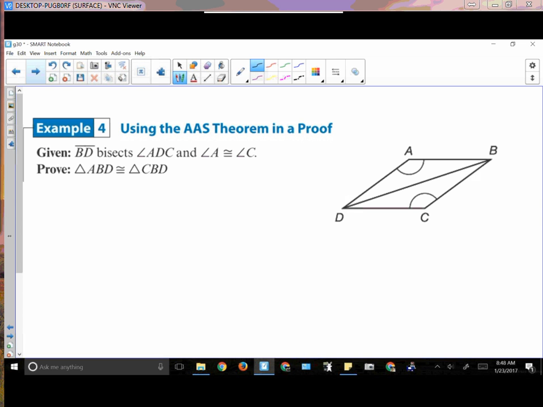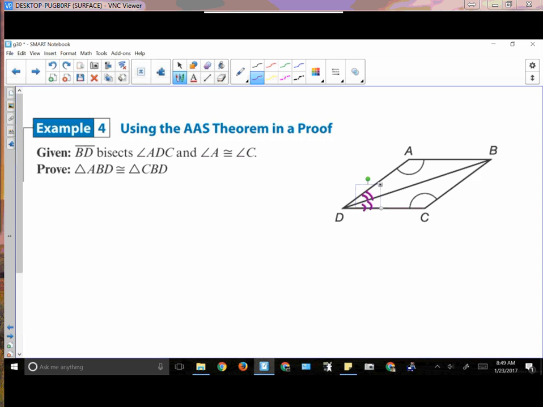Now we are told that BD bisects angle ADC. So if it bisects angle ADC, what is that telling me? Cuts it in half, right? So if I go from angle A to D to C, if it cut it in half, does that mean that this angle here is congruent to this angle down over here? Those angles would have to be congruent, right? Because it said that it took ADC, it was bisected, cut right down in half, right down the middle. So those two are the same.